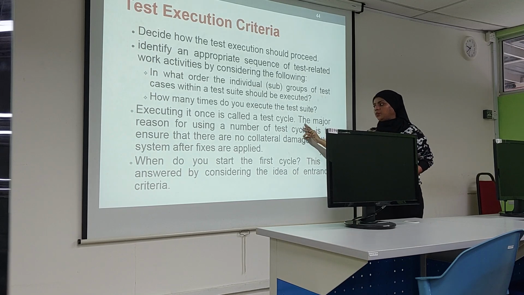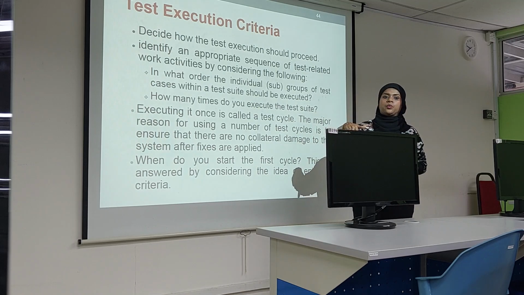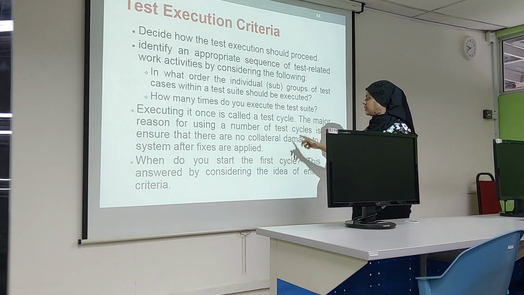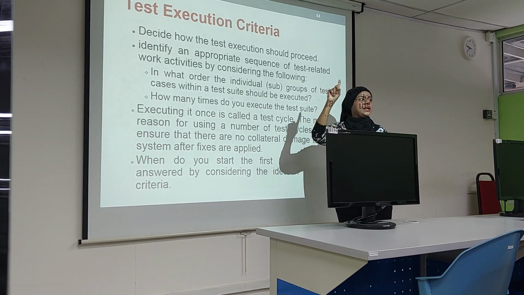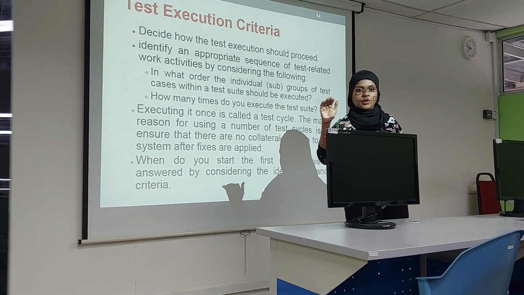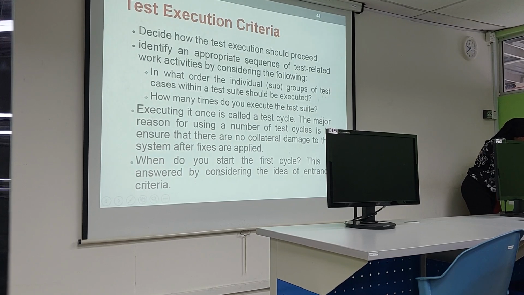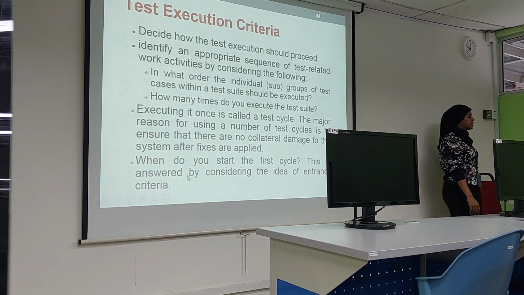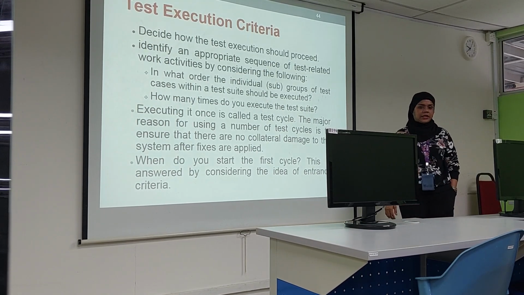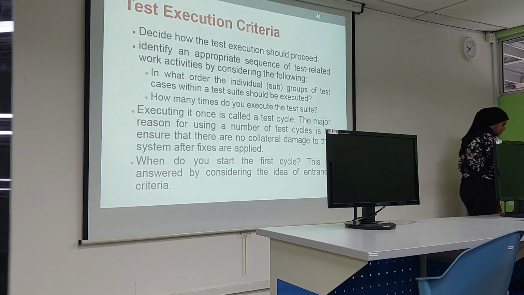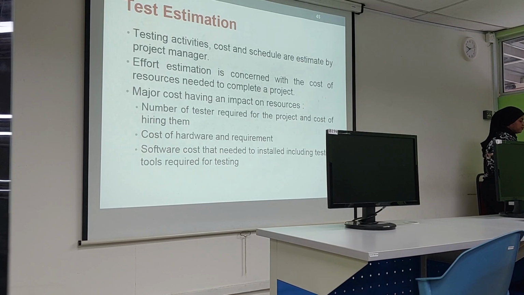Okay, so for example, when we want to have a retest, a repetition of test, or when we want to test after the debugging, then the cycle can be more. But in a normal situation, completing one test cycle is enough. Okay, so this one is when we start the first cycle. So normally it will be based on the test entry criteria. Okay, is our test entry criteria fulfilled? Then we can start with our first test cycle.